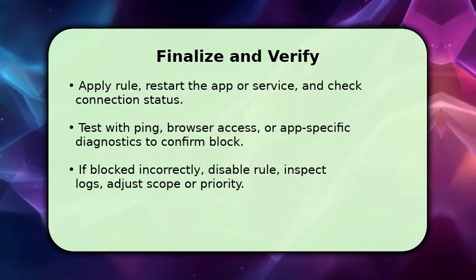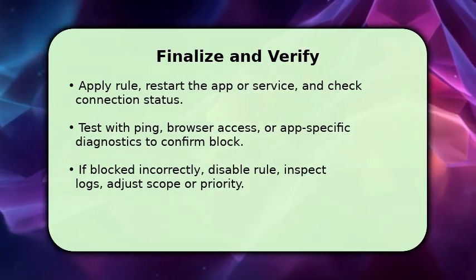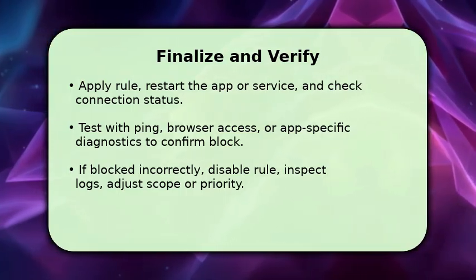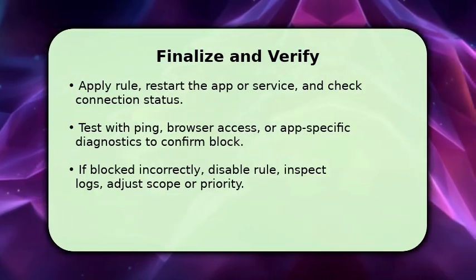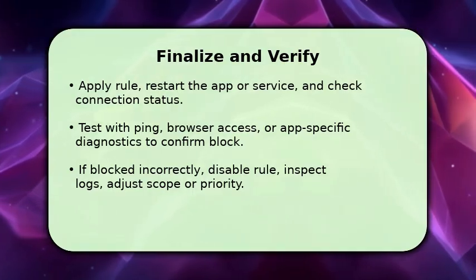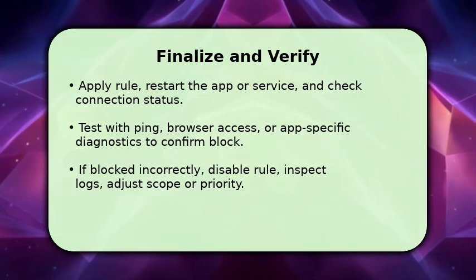Attempt the app's network action, use ping or view connection logs to confirm no outbound or inbound sessions succeed. If the app still connects, disable the rule temporarily and inspect firewall logs for matching entries. Make sure the executable path, profile, and priority are correct, and then adjust scope or add specific IPs to tighten the block without breaking other services.